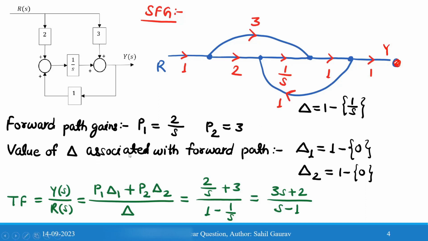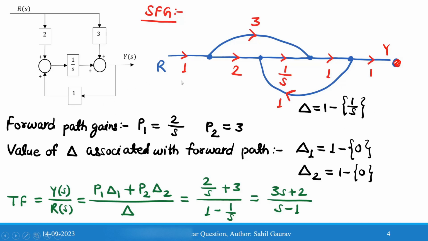For applying Mason's gain formula, we will find all the terms. Delta will be 1 minus the sum of loop gains. There is only one loop forming. We can see that it is the closed loop 1/s into 1 into 1, so it will be 1/s. So delta is 1 minus 1/s, and since no other loop is forming, the other terms will be 0.